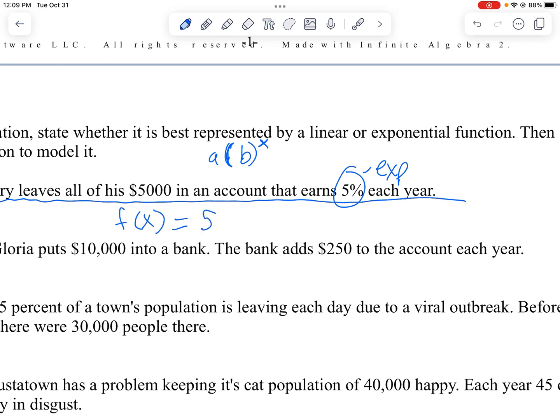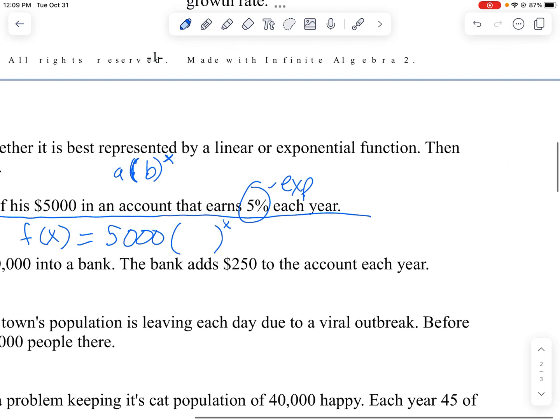In this case, it starts with $5,000, and it's timesing by something. If you're earning 5%, you're increasing by 5%. So think about what number goes in our parentheses. What do you times by to increase by 5%? Hopefully you realize that if you increase by 5%, you start with 100%, add on 5%, now you're looking at 105%.